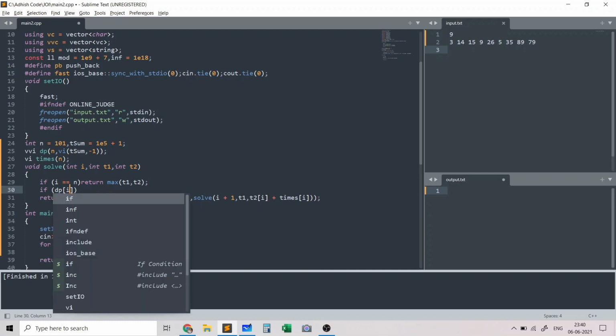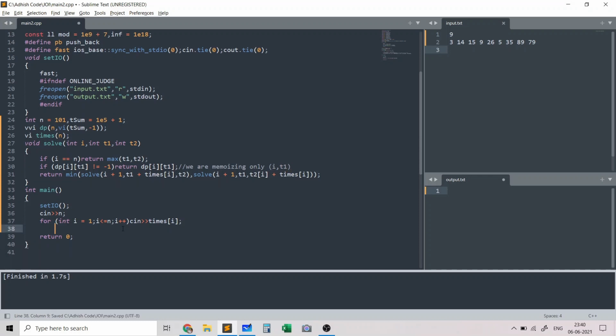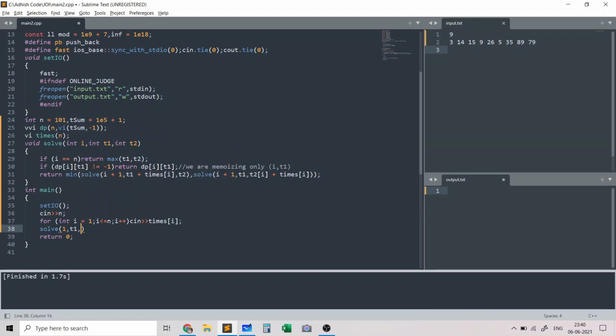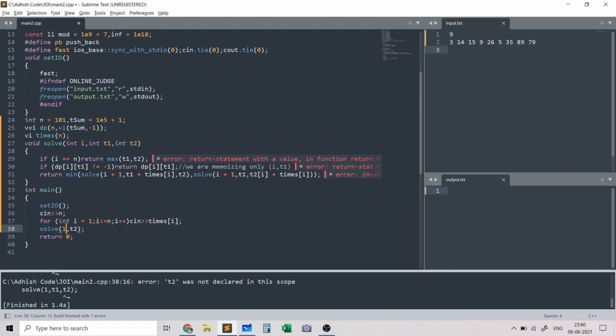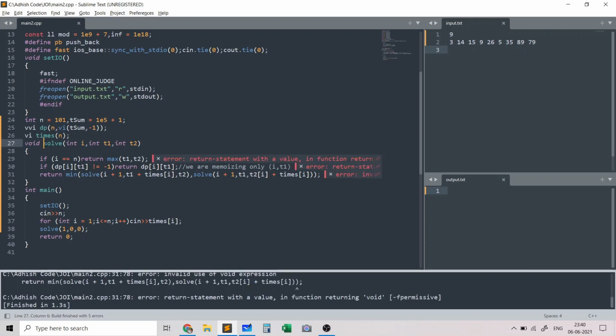However, if the current value is not -1, we would return the current value, and in this case we are memoizing only I comma T1. So this is the key optimization which we use in our solution, and we'll basically just call this code on the variable 1, T1 and T2. T1 will be 0 and T2 will be also 0 because we are currently at the 0th index.